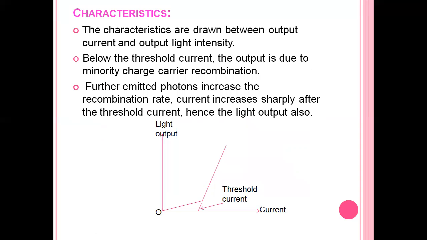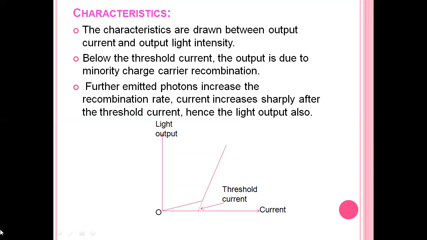Then coming to the characteristics of the semiconductor laser diode, here we can see the characteristics for the output current and output light intensity. So below the threshold current, the output is due to minority charge carriers. Hence, the value is very less when it is below the threshold current. If you increase the input current, more and more recombination happens, hence light emitted also increases. Further emitted photons increase the recombination rate, current increases sharply after threshold current, hence the light output also.